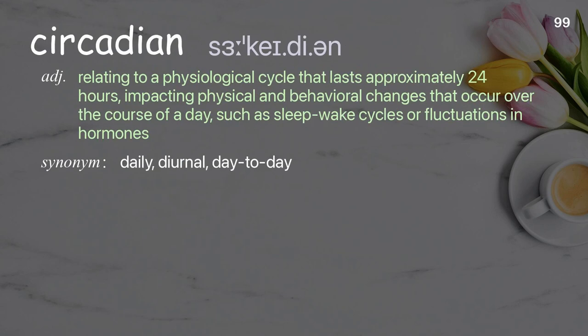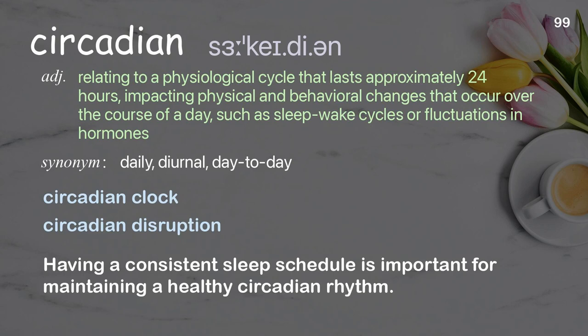Circadian: relating to a physiological cycle that lasts approximately 24 hours, impacting physical and behavioral changes that occur over the course of a day, such as sleep-wake cycles or fluctuations in hormones. Examples: circadian clock, circadian disruption. Having a consistent sleep schedule is important for maintaining a healthy circadian rhythm.